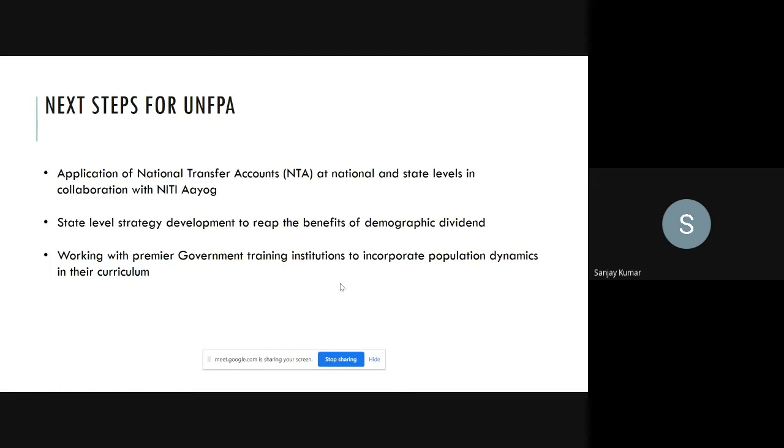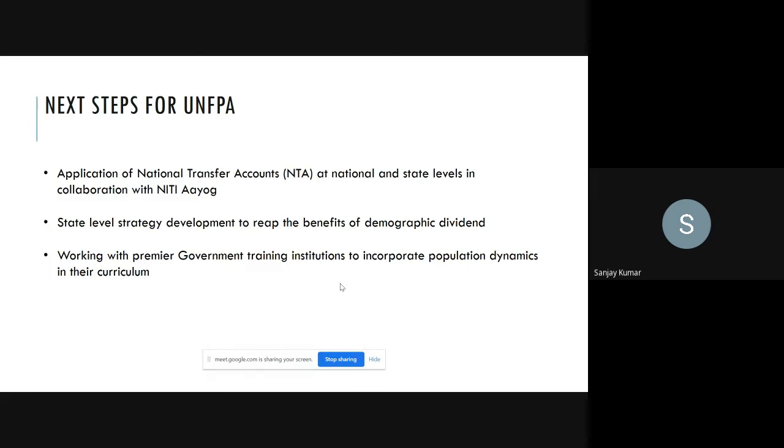We are also working in a few states to develop context-specific strategies for that particular state to reap the demographic dividend. For example, if a state has out-migration, we try to see which kind of people go, where they go, and what government can do to inculcate skills, so that wherever they go, they are able to contribute to that economy. That is the kind of work we are trying to do.